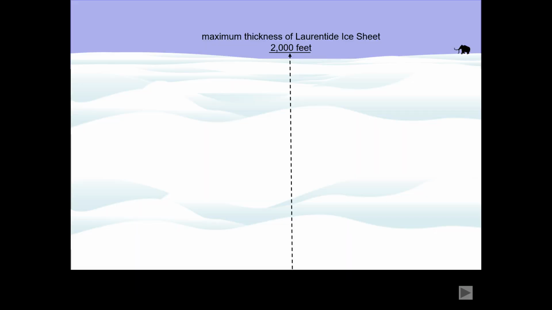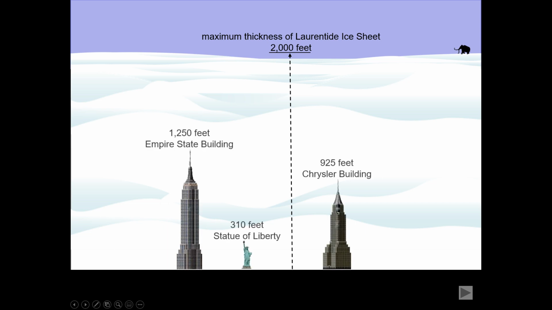And I created this graphic so you can visualize the thickness of the Laurentide ice sheet. If 2,000 feet is represented by this black line, and I added the woolly mammoth over here on the upper right, here are some equivalent buildings to give you some feel for scale. The Empire State Building at 1,250 feet, the Chrysler Building in Chicago 925 feet, and the Statue of Liberty in New York City 310 feet. So just a comparison of how thick the Laurentide ice sheet was, nearly half a mile thick.